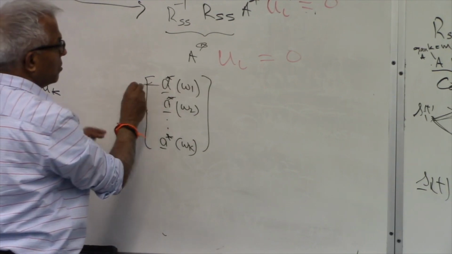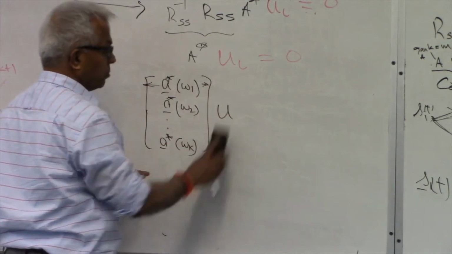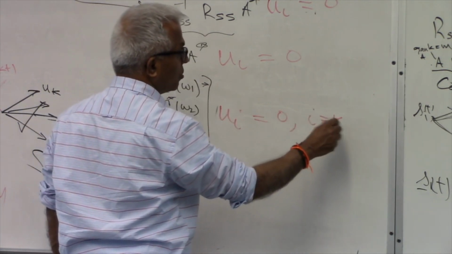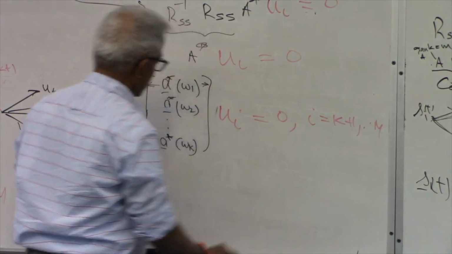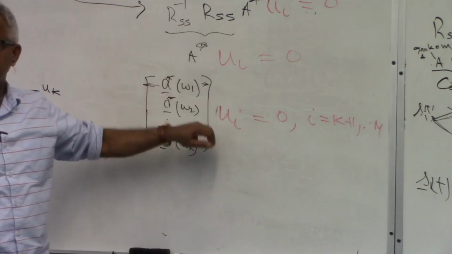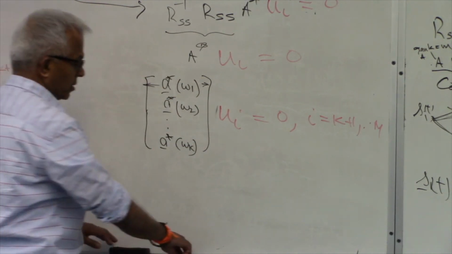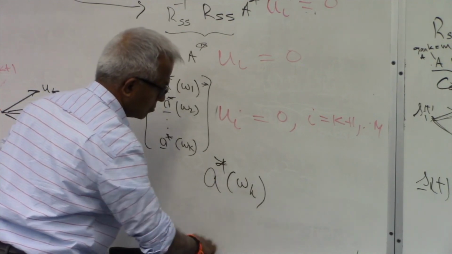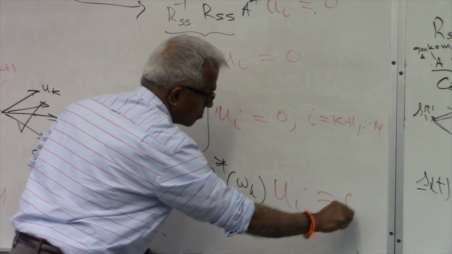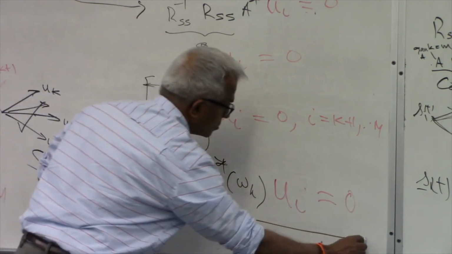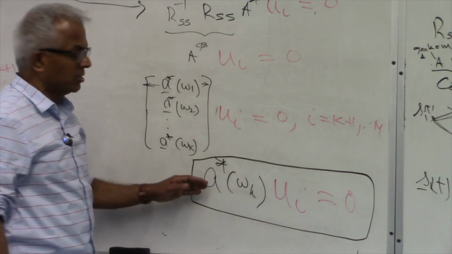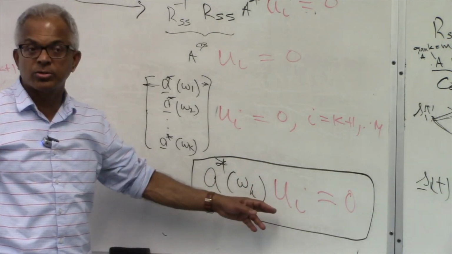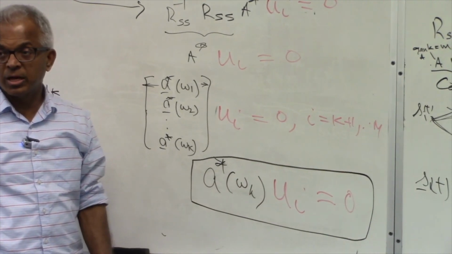A star, the vectors are now put this way, multiplied by an eigenvector from the noise subspace equal to 0, for i equal to k plus 1, etc. up to m. So look how many conditions you get. First row into first column. So you get so many equations. So what happens is the unknown. This is the key result. The unknown directions of arrival are orthogonal to the known noise subspace eigenvectors.